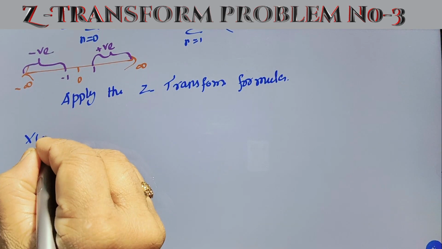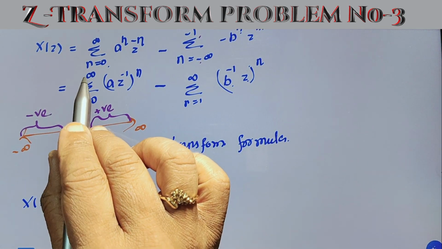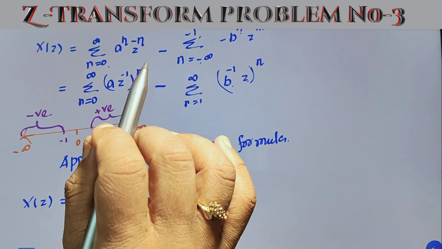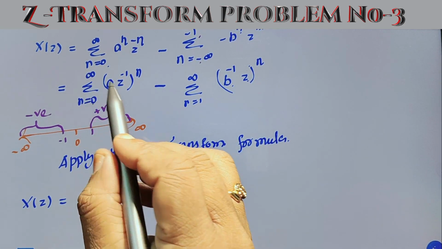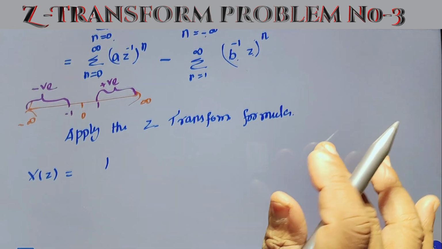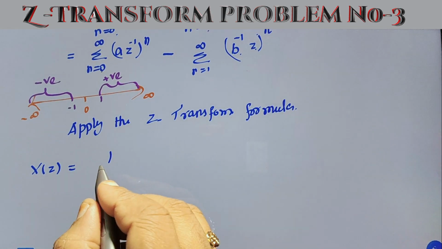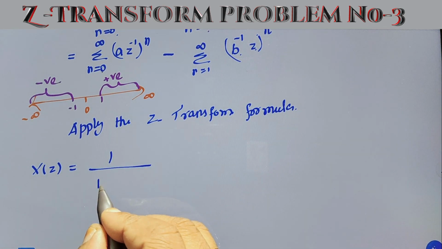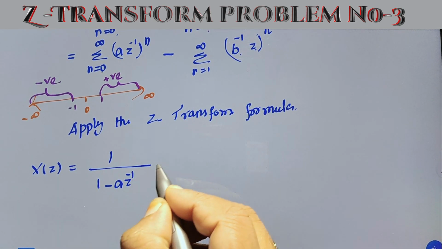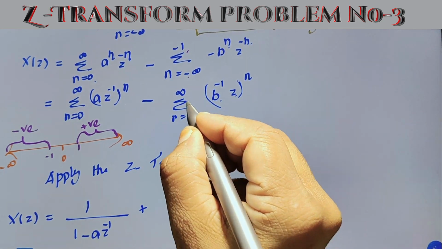X of z equal to 1 by, for the first term, summation n equal to 0 to infinity, keep it as is, this is for a. Okay, summation n equal to 0 to infinity a power n formula is 1 by 1 minus a. Here instead of a you got a into z power minus 1. So 1 by 1 minus a into z inverse plus, see here 1 to infinity, right?